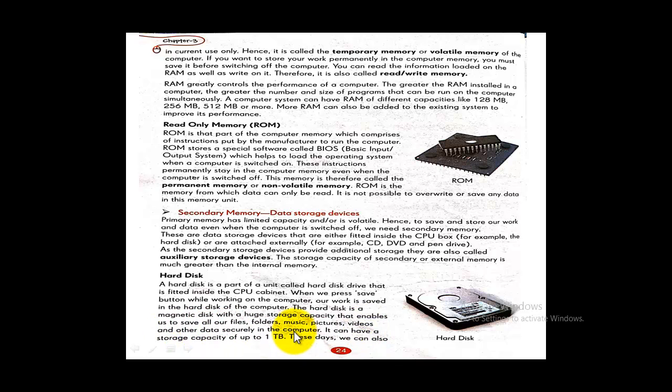Now, whatever we have done or whatever we have copied, if you copy something from some external device like a CD or DVD and save it in your computer, it is all saved in this hard drive.